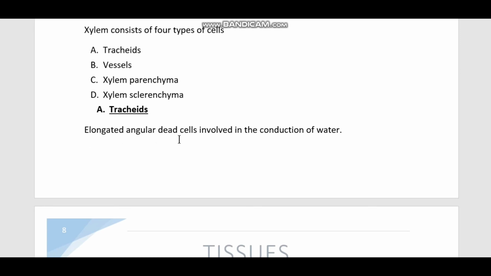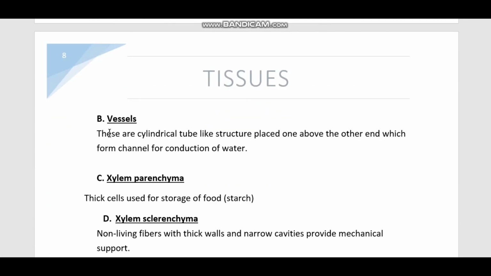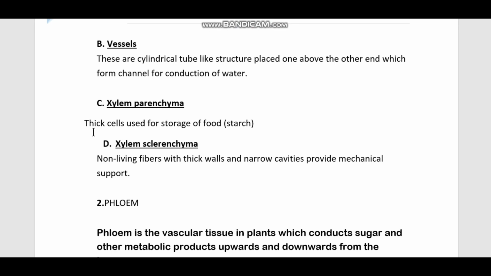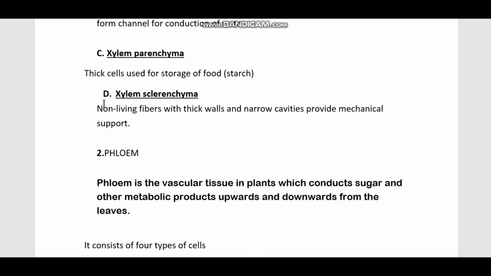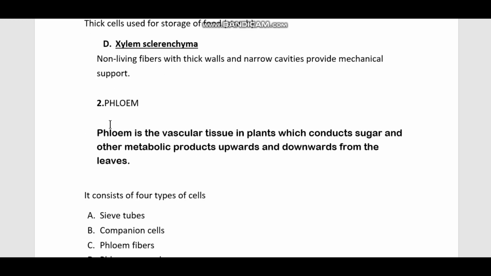Tracheids are elongated angular dead cells involved in conduction of water. Vessels are cylindrical tube-like structures placed one above the other end to end, which form a channel for conduction of water. Xylem parenchyma: thick cells used for storage of food in the form of starch. Xylem sclerenchyma: non-living fibers with thick walls and narrow cavities that provide mechanical support.